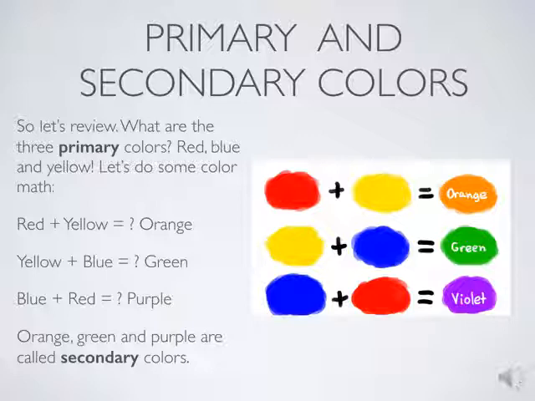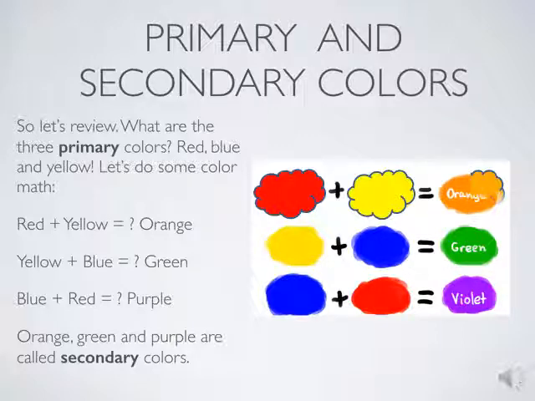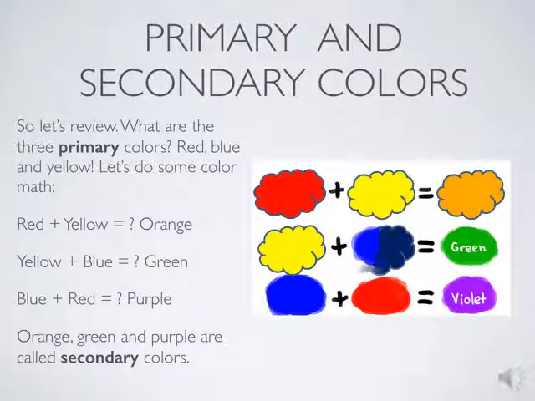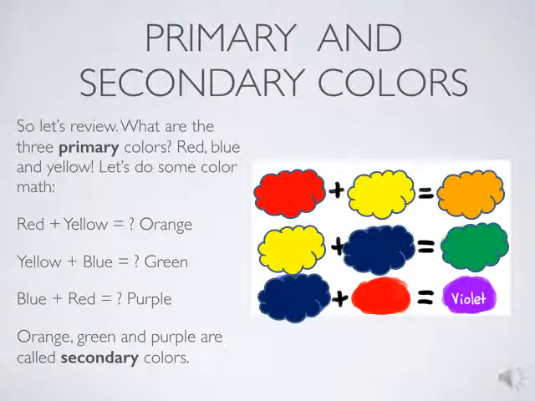So let's do some color math. Red plus yellow equals orange. Yellow plus blue equals green. Blue plus red equals purple. So orange, green, and purple are called secondary colors. So when we mix the primary colors together, you're gonna obtain the secondary colors.